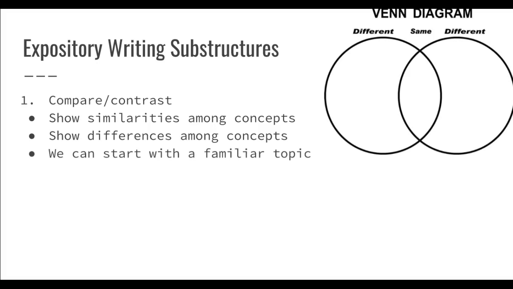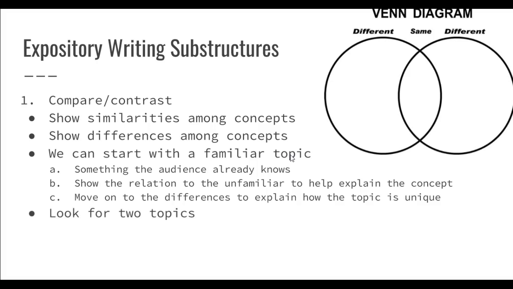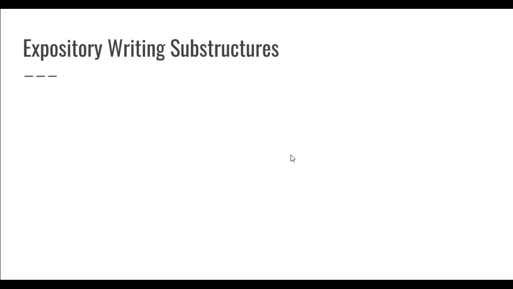We can start with a familiar topic, something that the audience knows, for example, and then show the relation to the unfamiliar to help explain that concept. We move on to the differences to help explain how the topic is unique. So if you're looking for this and saying, is this compare contrast, look for 2 topics.